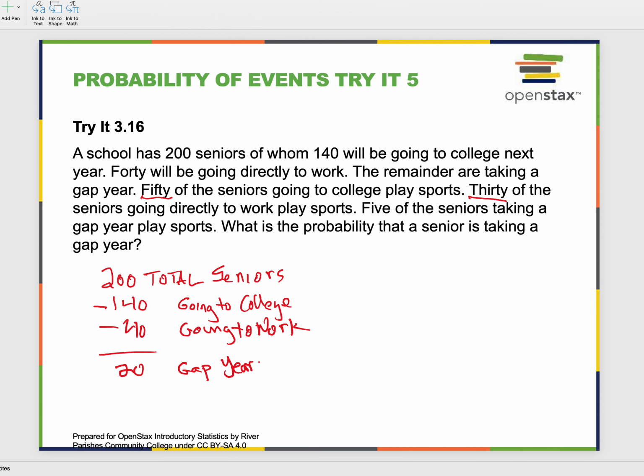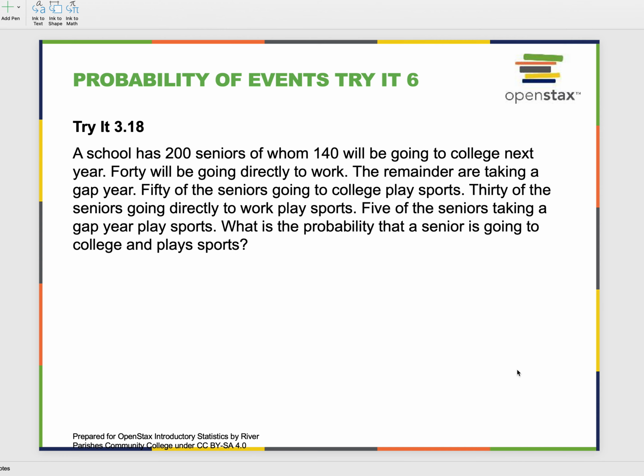So if I pick a senior at random, what's the probability of it being a gap year? It is 20 divided by 200, or 2 divided by 20, or 1 divided by 10, which is 0.1 or 10%. Right? 20 of 200 is 10%. Same thing. What is the probability the senior is going to college and plays sports?